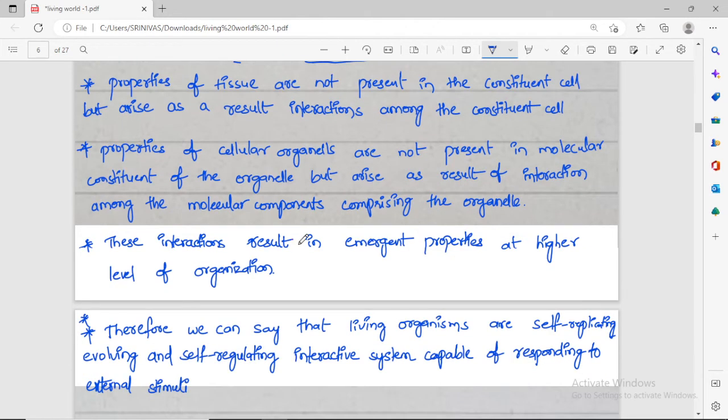Next point. Properties of tissue are not present in the constituent cells, but arise as a result of interactions among the constituent cells. Tissue properties are not present in the cell, but interactions among the cells result in the properties of tissue.